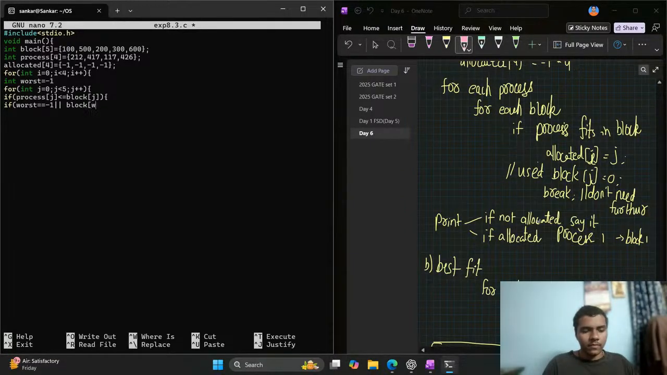And if you found a block that is greater in size than the block of worst, then what will we do? You will update the block of worst with J, because J is the new worst block. That's it. You found the worst block of this iteration.